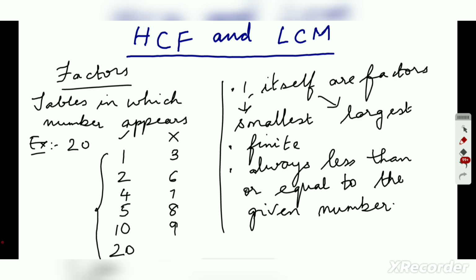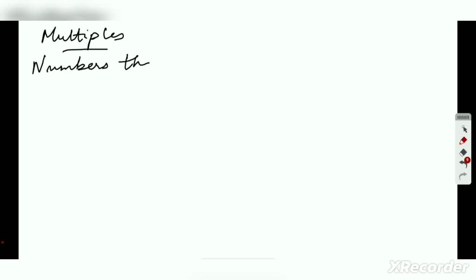Now let us come to multiples. What are multiples? Multiples are the numbers we get when we multiply a number by 1, 2, 3 and so on. So what does that mean? In simple words, multiples of a number are the numbers that appear in its table.